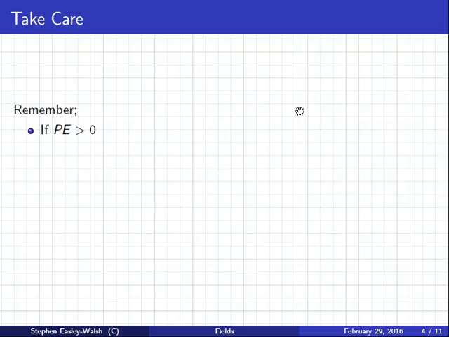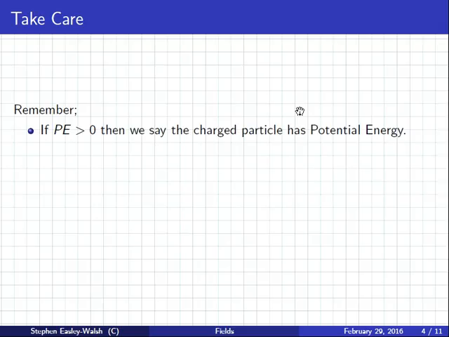Let's see if we remember. If potential energy is positive, we talked about this in mechanics semester 1, and I also told you at the time that most people have forgotten this by the time we get to semester 2. Has it happened to this class as well? Potential energy is positive means what? We say the particle has potential energy, as you said.